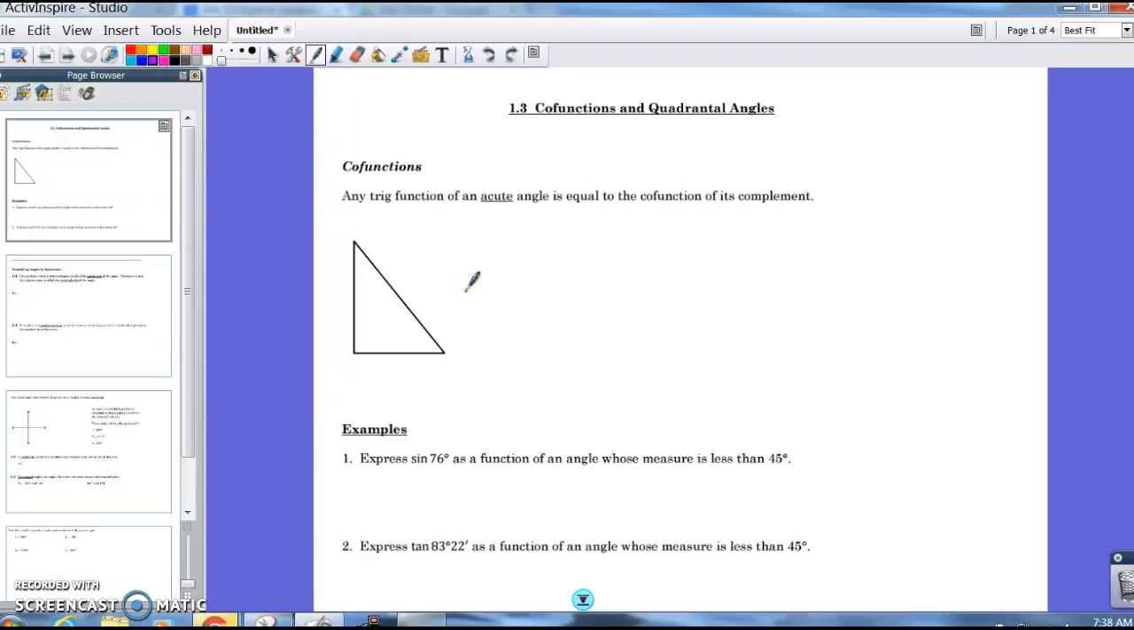So we'll start with cofunctions. A cofunction says any trig function of an acute angle is equal to the cofunction of its complement. I'm going to explain what that means here.